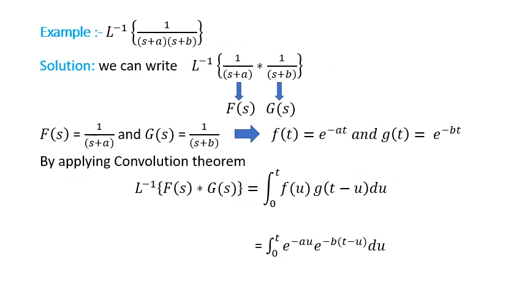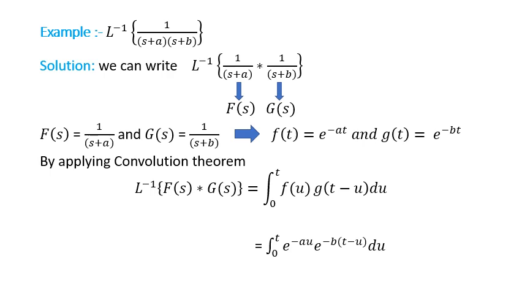First example based on the convolution theorem. L inverse of 1 by (s plus a) into (s plus b). We can rewrite that as L inverse of 1 by (s plus a) into 1 by (s plus b). So 1 by (s plus a) is a standard form, and 1 by (s plus b) is also a standard form. Let's choose 1 by (s plus a) as capital F(s) and 1 by (s plus b) as capital G(s). So when you take the inverse, small f(t) is e raised to minus at, and the inverse of G(s) is small g(t), which is e raised to minus bt.